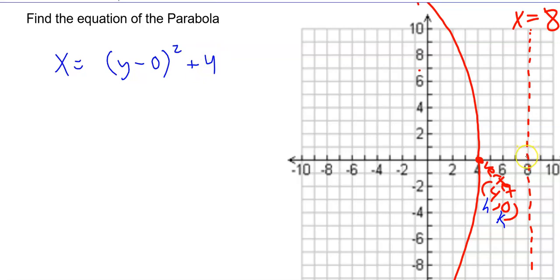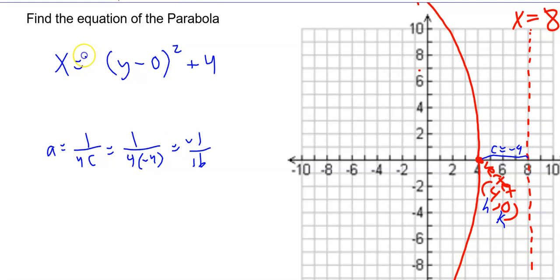So it looks like the distance between here and here, the c value, is 4. Actually, it's -4 because it's opening to the left. So a equals 1 over 4 times c. So 1 over 4 times -4. So that's -1/16. So -1/16 would be my a value.